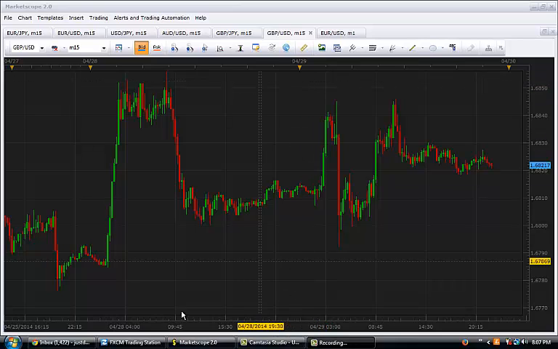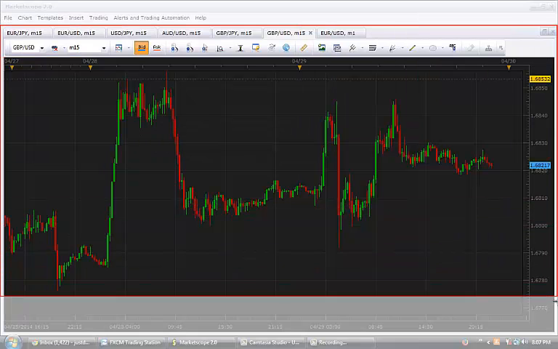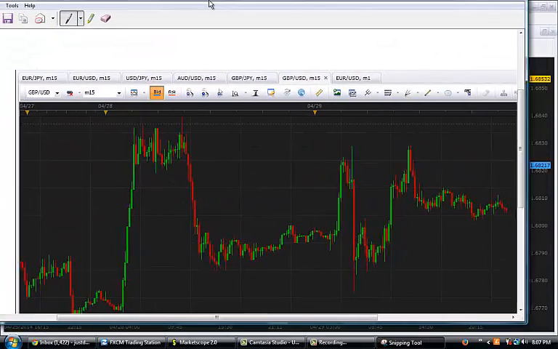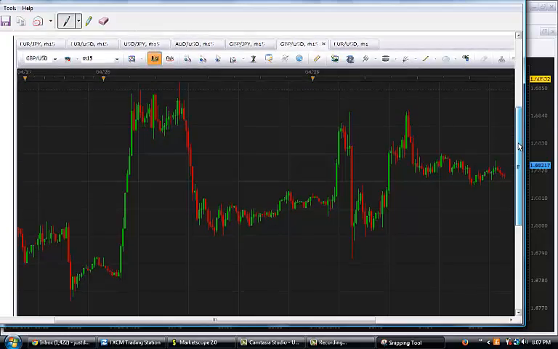All right, now what I'm going to do is screenshot this so I can draw on it for you. This is a simple Great British Pound US dollar chart from the past few days. So let's screenshot it. Then I can draw on it for you guys to show you more of what I see. All right, here we go. This is what I'm looking for.